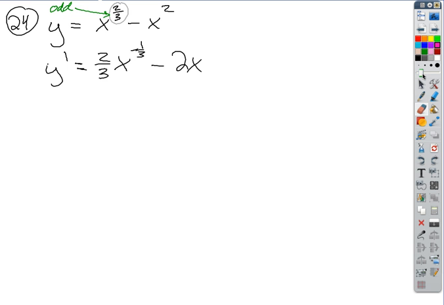Now we gotta do something with that. We're gonna have to figure out where the critical numbers are. So to find out where the critical numbers are, let's rewrite this thing as a fraction. Couldn't we rewrite that as 2/3 times x to the 1/3?